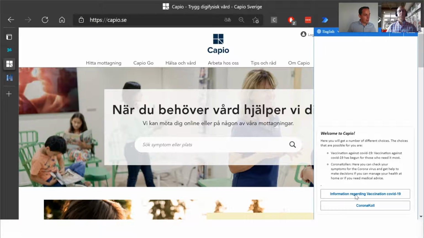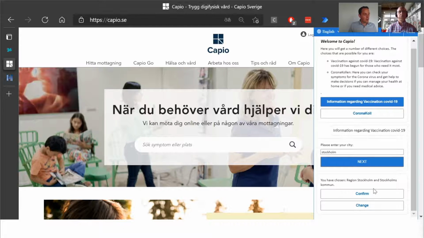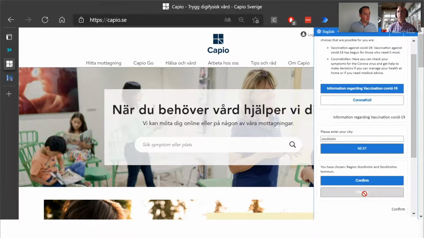So on the main site, you have only these. But because this is one HealthBot, so one scenario, this bot is deployed with one script on more than 100 websites. Depending on which website, you have more or less functionality. On the main website, you only have, let's say, information on the vaccination or the Corona call. If I say, for example, information, it asks me for the city. So let me see if it recognizes Stockholm. So the region Stockholm, which is the capital, I will say confirm.